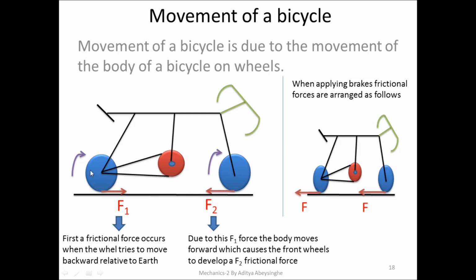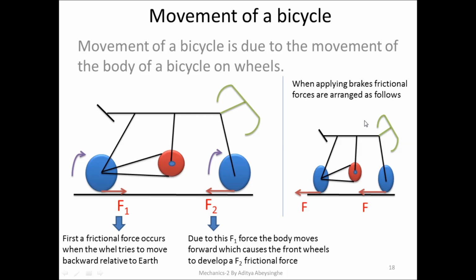Then due to this force F1, the body moves forward, which causes the front wheel to develop a force F2, a frictional force here. So first of all, when you rotate this pedal, this wheel tries to rotate, so the wheel tries to go in this direction. The frictional force acts so as to hinder the motion, and this frictional force causes the object to move. And then when the system is moving, this wheel also tends to move in this direction, so the frictional force on this wheel acts in this direction. So the frictional forces are in opposite directions, although it's on the same system.